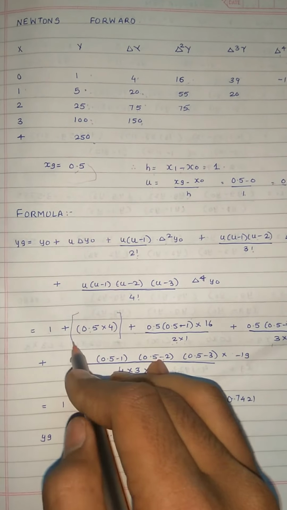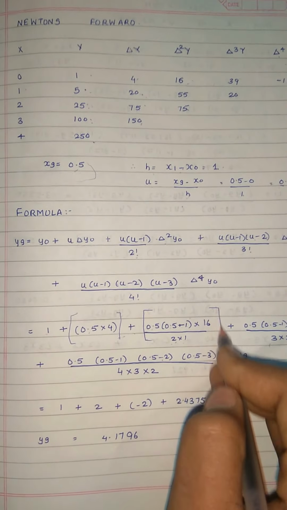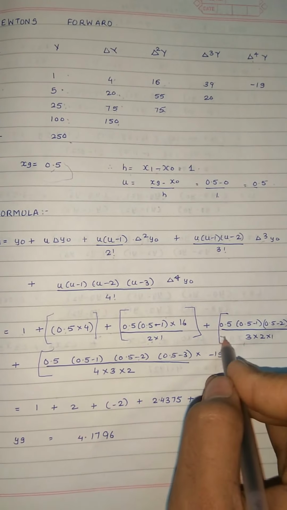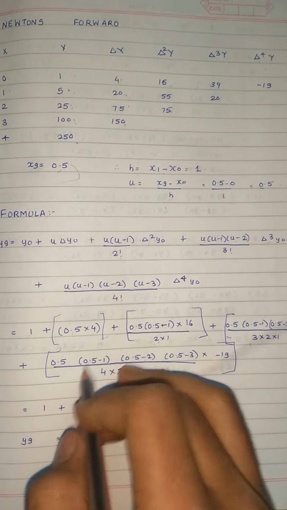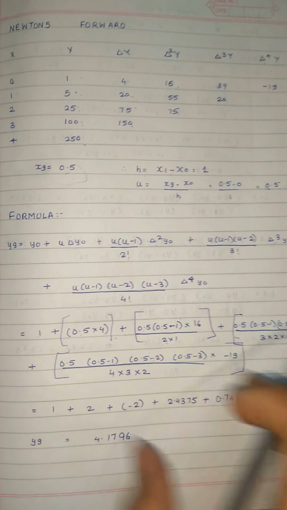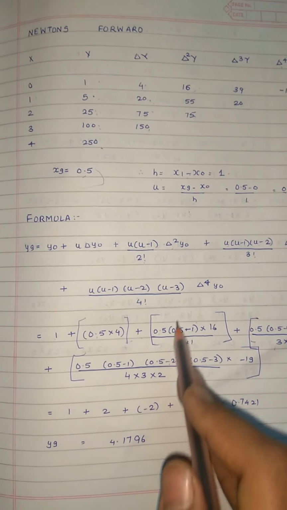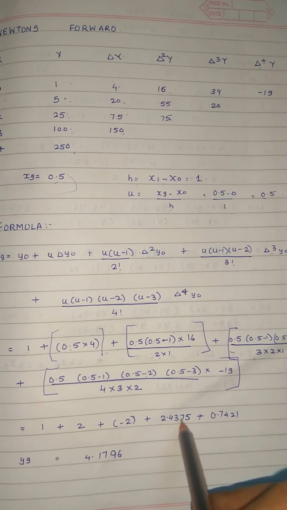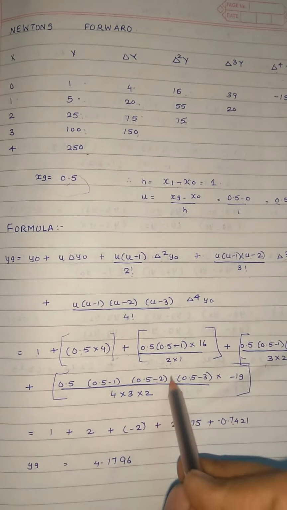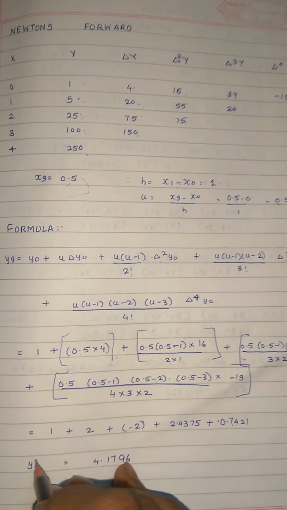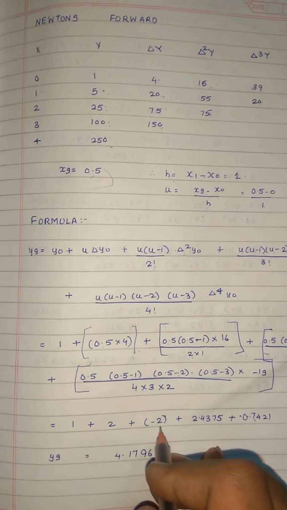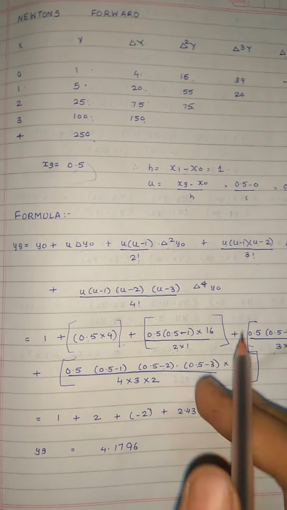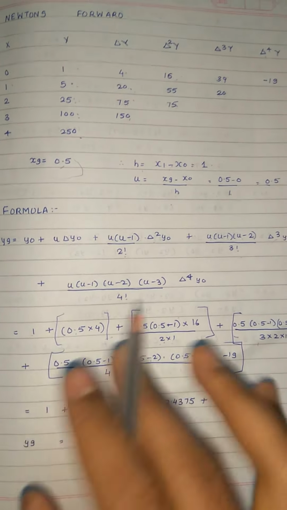Calculating it carefully. Do not be in a hurry to calculate, because you may lose marks if you are in a hurry. So calculate each and every term and cross-check each and every term twice to make sure your answer is correct. So 1 plus 2 plus this will be minus 2, put it in the bracket, plus 2.4375 plus 0.7421. You get the total answer as 4.1796. At x is equal to 0.5, y will be 4.1796. This is the final answer.